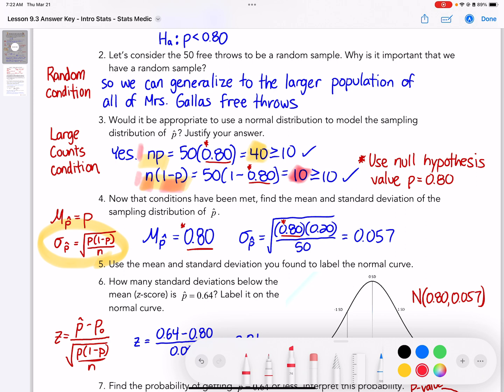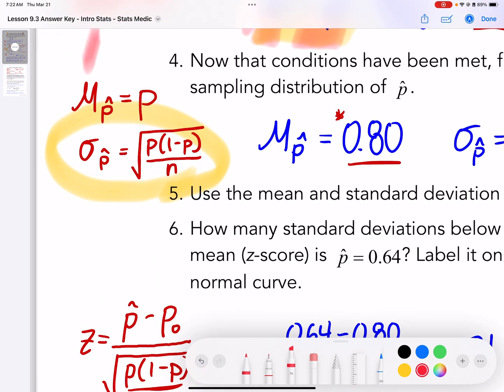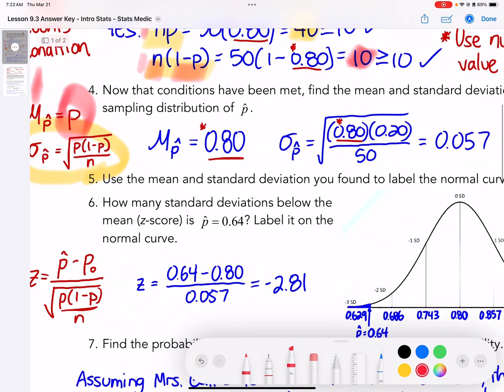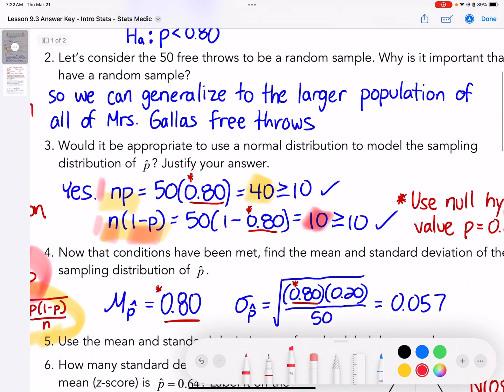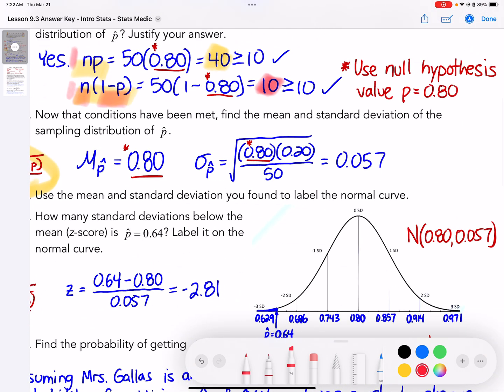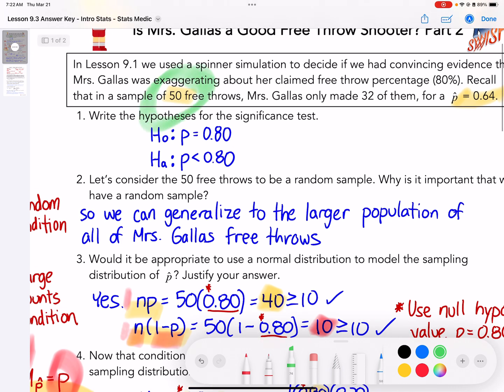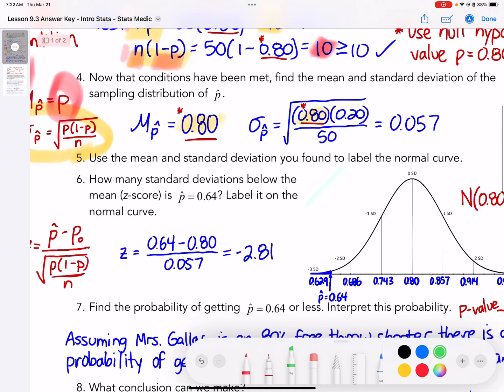If they are, then we are allowed to use the normal model, with the mean of the normal model equal to p, and the standard deviation of the normal model equal to the square root of p times 1 minus p over n. The mean, p, was 0.8. The standard deviation is the same thing: p right here, and then 0.2 is 1 minus p, just the opposite of that, and then over 50. Where did I get 50 from? 50 was way back in my 50 free throws. That's my n. And that gets me 0.057.